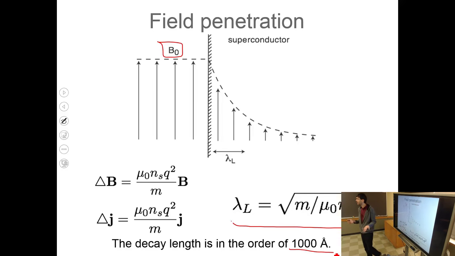So for any finite size piece of superconductor, even for a superconducting wire that often finds applications in things like superconducting magnets, this length scale is not so important. 100 nanometers, if you have a millimeter thick or a fraction of a millimeter thick object, it's not so important. But of course, it's important for nanoscale devices. When it becomes comparable to the device size, then it becomes really, really important. Okay. So that was a success of London theory.